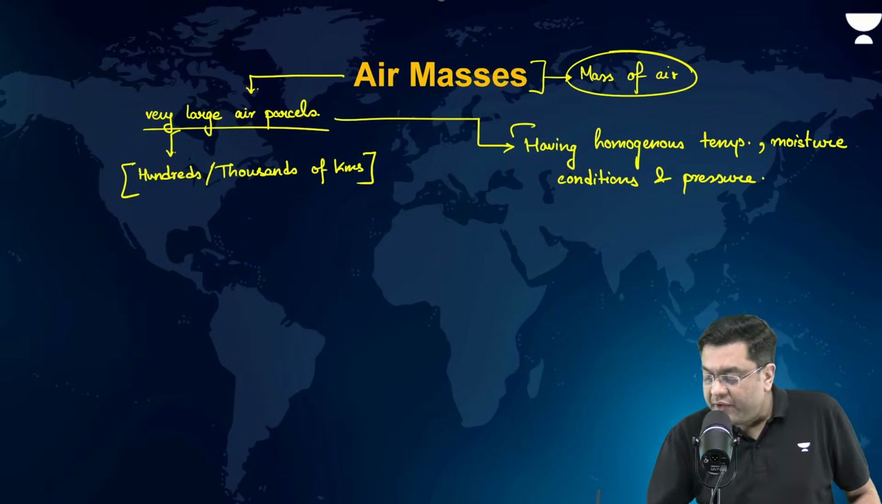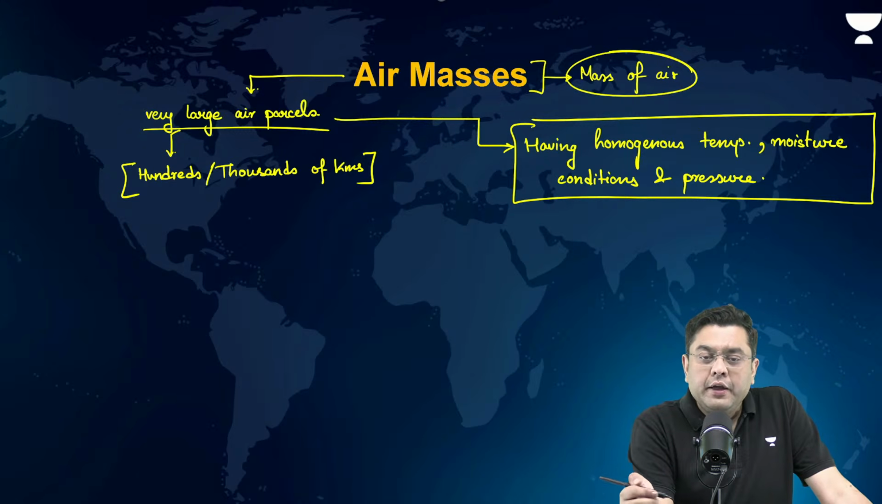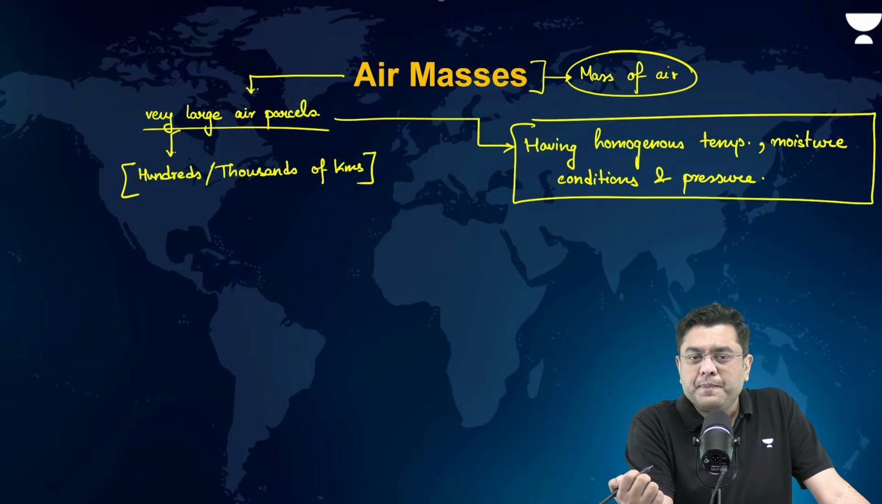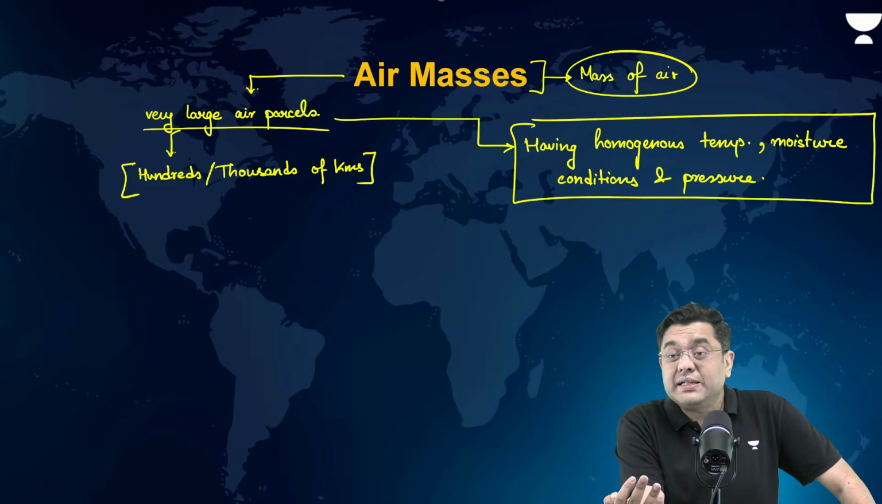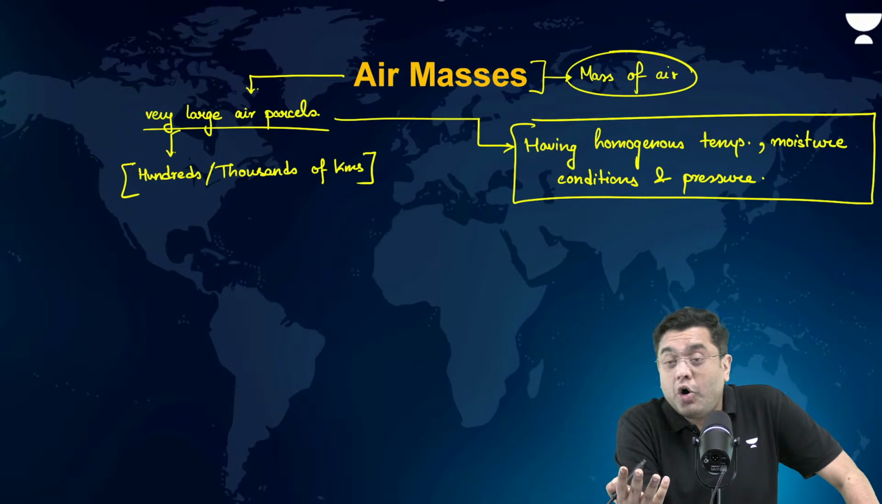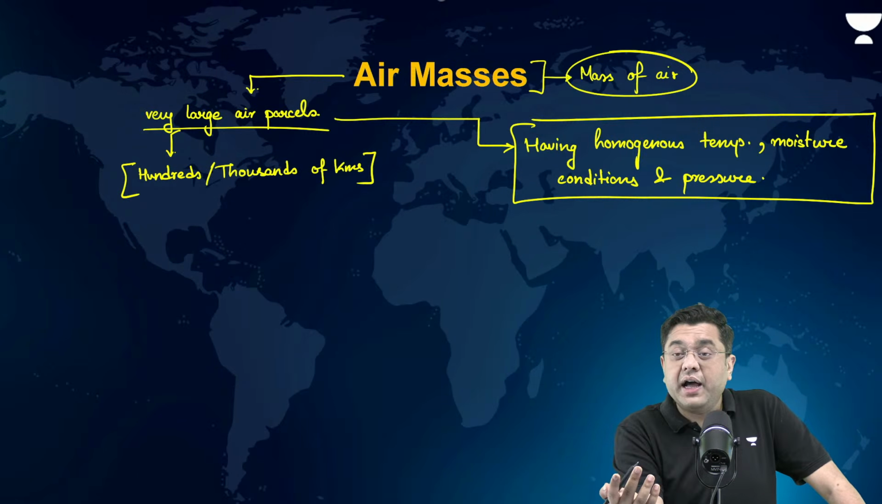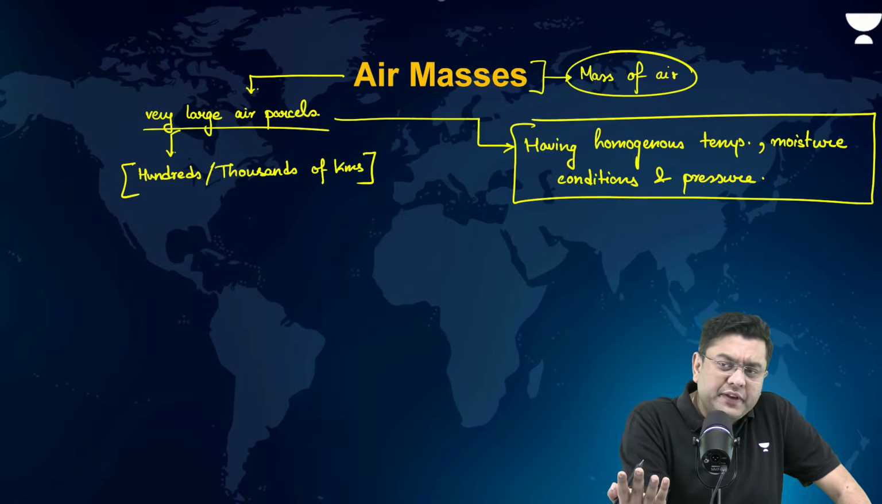That is what you consider as an air mass. When you talk about the case of this air mass, it is going to have a very large dimension. But either it will be warm or it will be cold, either it will be dry or it will be moist. It can vary. It will always vary.